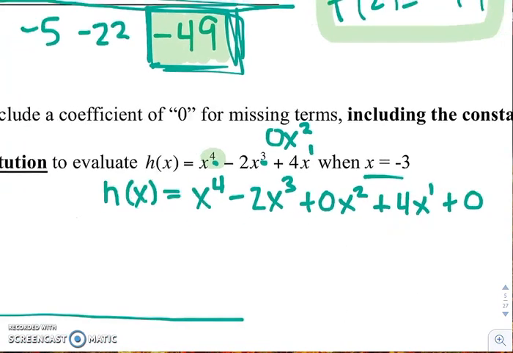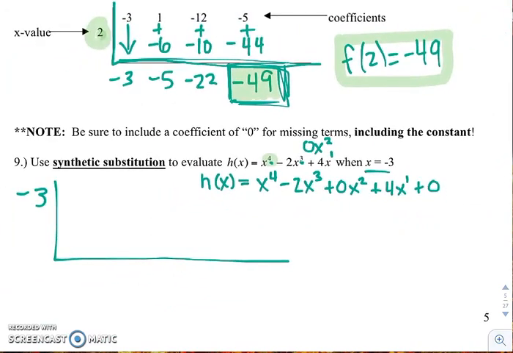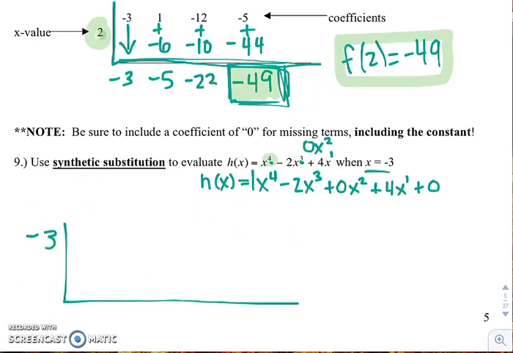So now every single place value has a value. It might be 0, but that's okay. So what's in front of your x to the 4th? A 1. So 1, what's in front of your x cubed? -2. So you do bring the negatives down if there are negatives or minuses up in your equation. And then a 0, and then 4, and then 0 again. So the first number you just bring down. Then you multiply and add and multiply and add.